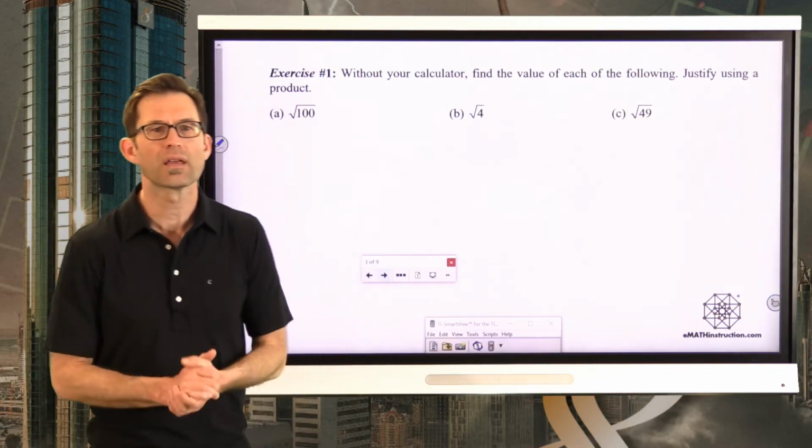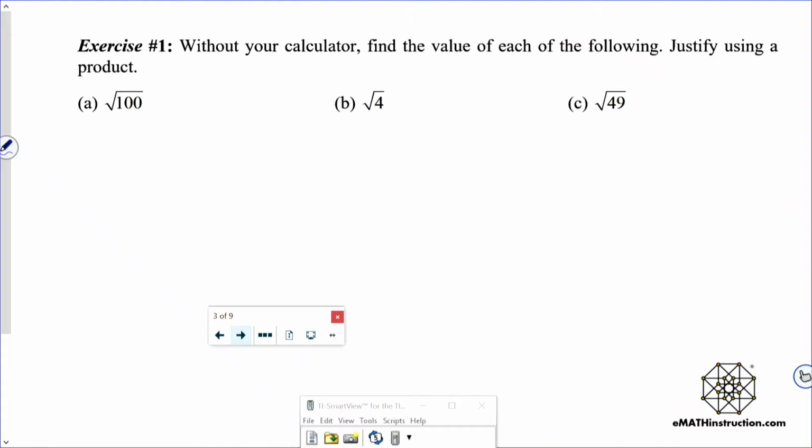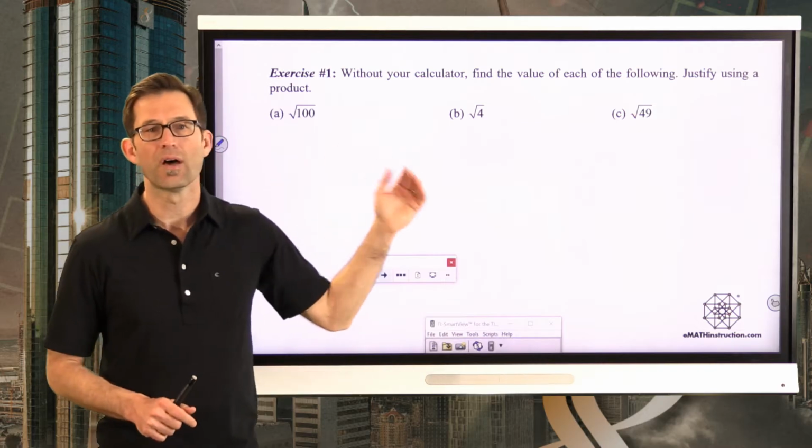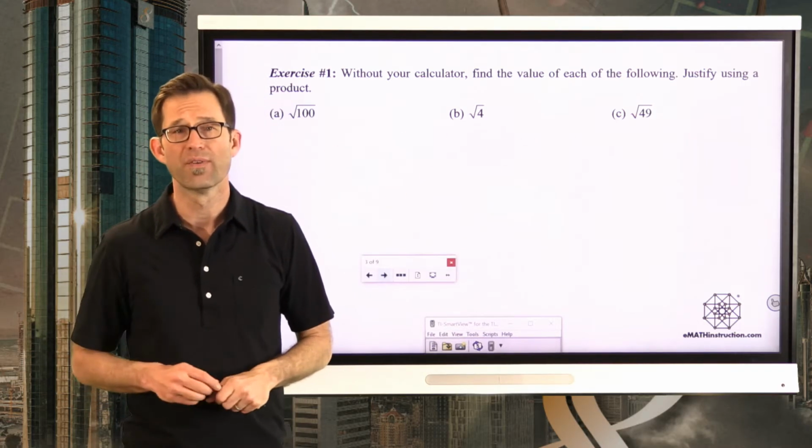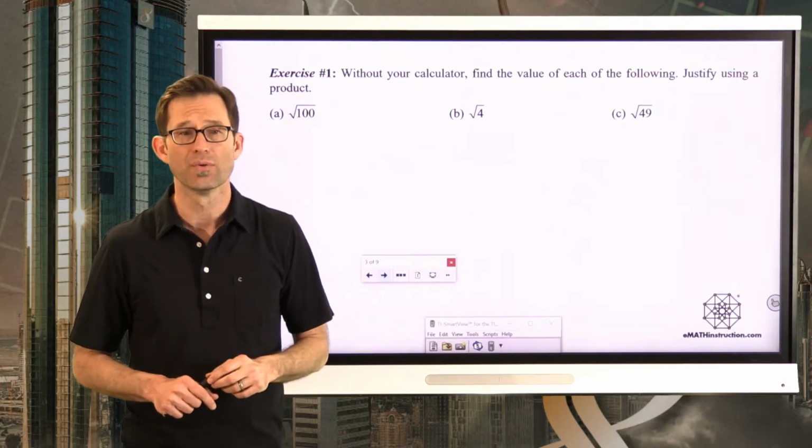All right, let's take a look at exercise number 1. Without your calculator, find the value of each of the following, justify using a product. So this is just, can you tell me what the square root of 100, the square root of 4, and the square root of 49 are? Why don't you pause the video now and find the value of each of those square roots.